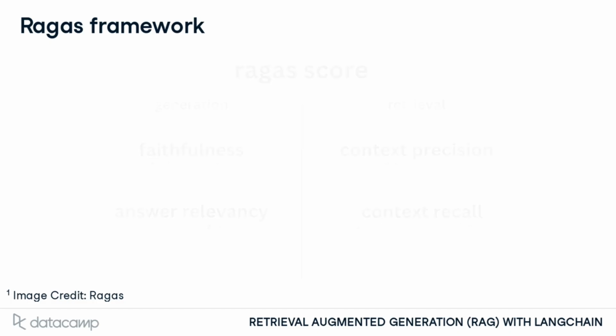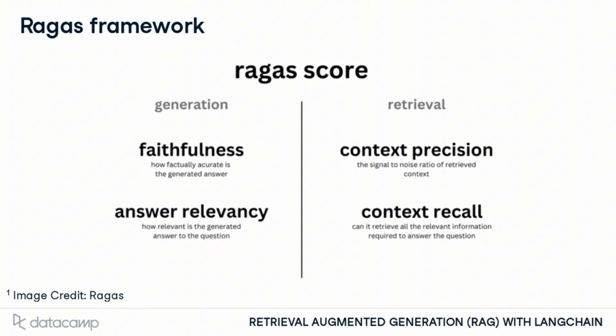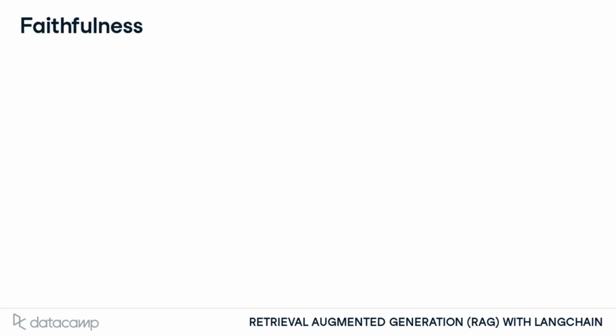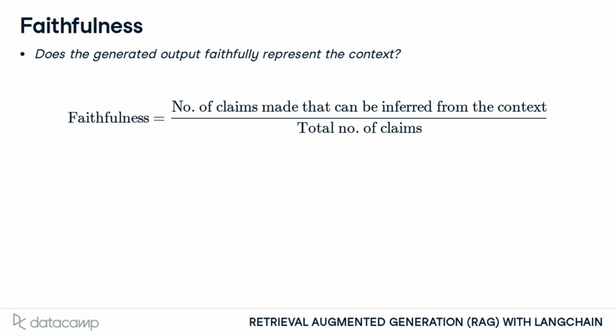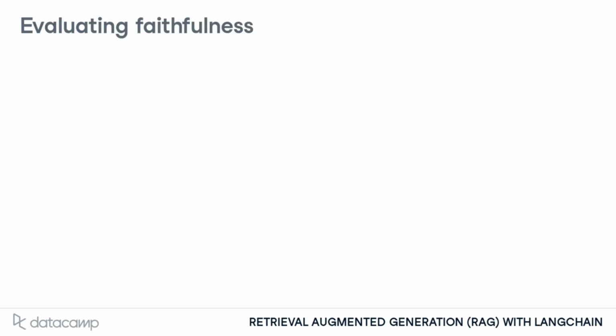Now let's explore further with the RAGAS framework. RAGAS was designed to evaluate both the retrieval and generation components of a RAG application. We'll cover one metric for each component: faithfulness and context precision. Faithfulness assesses whether the generated output represents the retrieved documents well. It is calculated using LLMs to assess the ratio of faithful claims that can be derived from the context to the total number of claims. Because faithfulness is a proportion, it is normalized to between 0 and 1, where a higher score indicates greater faithfulness.